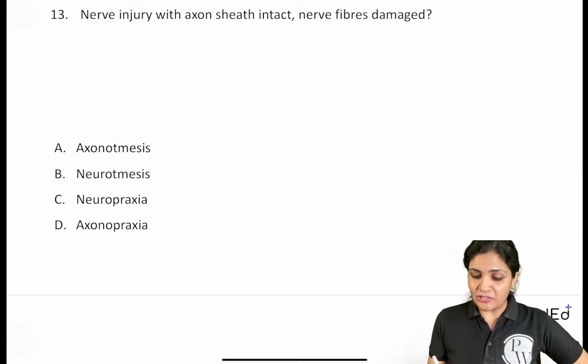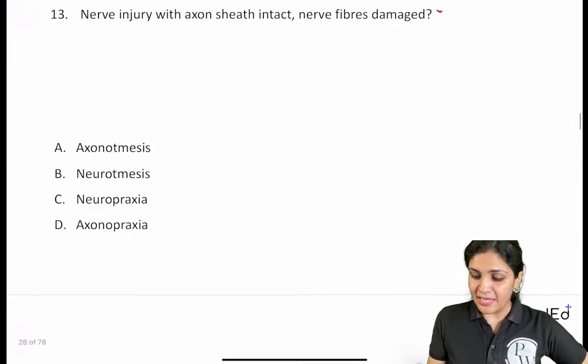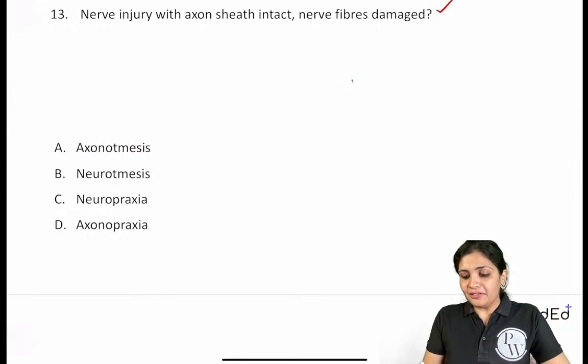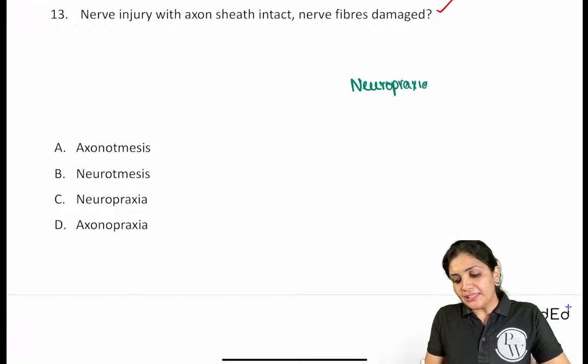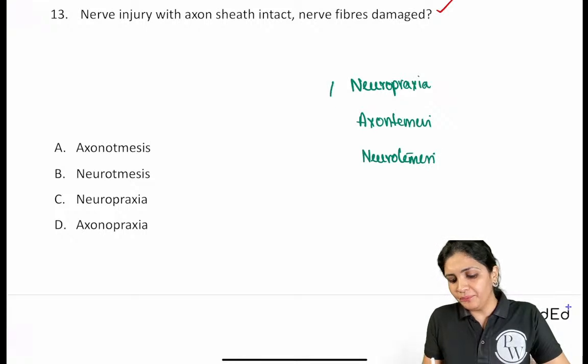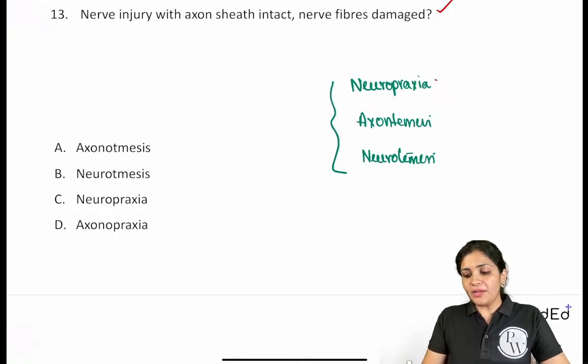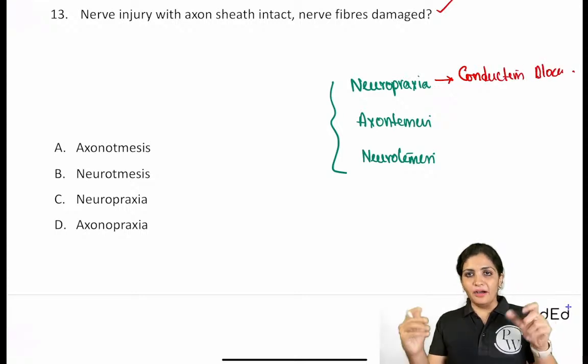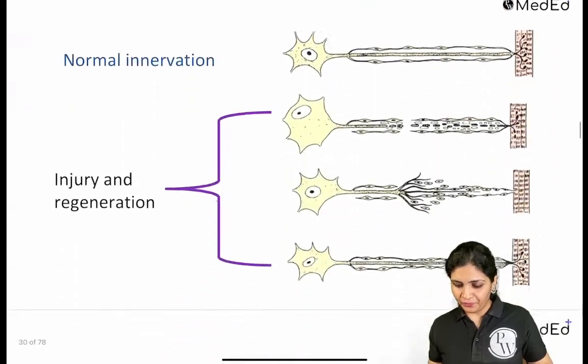Nerve injury with axon sheath intact, nerve fibers damaged. This is a very, very important topic. Again, there are 3 important things which you have to remember. One is neuropraxia, the second is axonotmesis, and the third is neurotmesis, right? What is neuropraxia? Neuropraxia is nothing but a conduction block. If you remember the nerve, so this is your nerve, right?